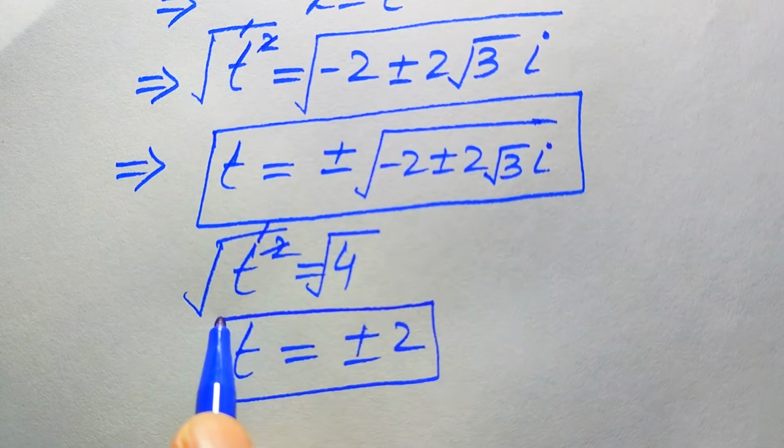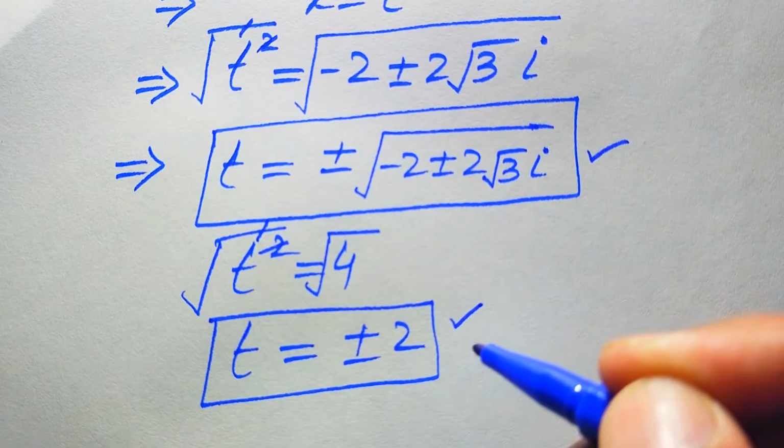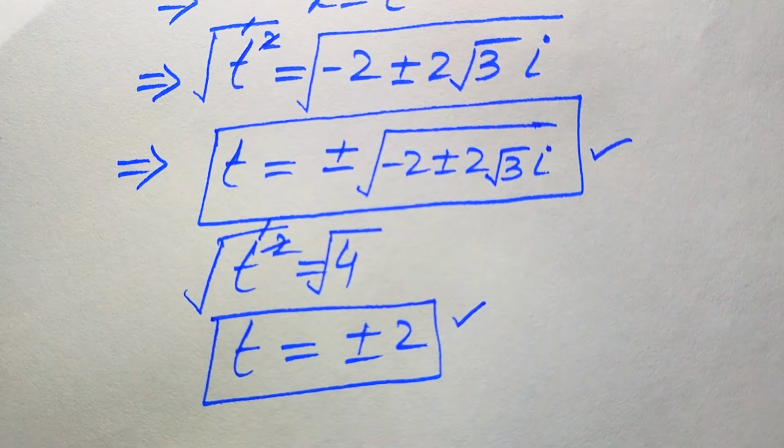So these are the two real roots of the given equation, and these are the four complex roots of the given equation. So these are the total 6 roots of the given equation, and this is our final answer of this question.